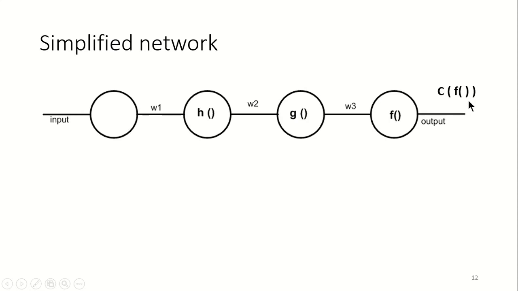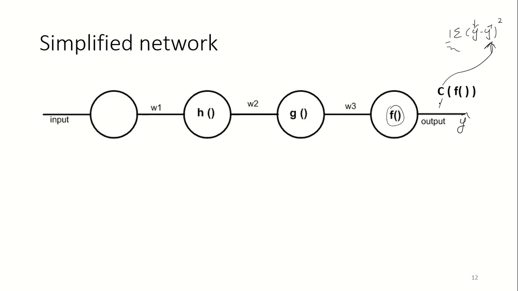Cost is a function of F because the output is y cap. And how do we calculate this one? Y minus y cap the whole square. It's a mean square error. This is a constant one as far as the training set is concerned. So this is the variable part. So we can say that the cost is depending on y cap, or cost is a function of y cap, and y cap is actually this function f.